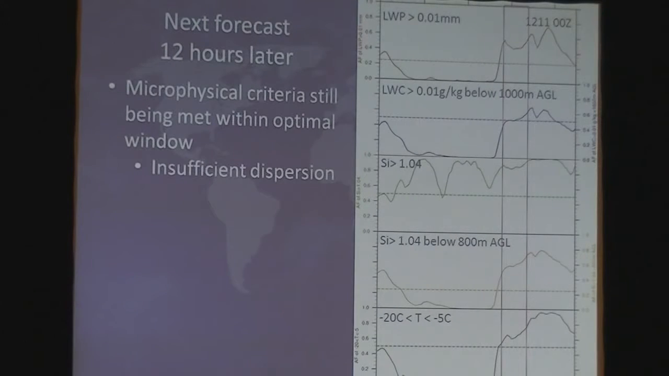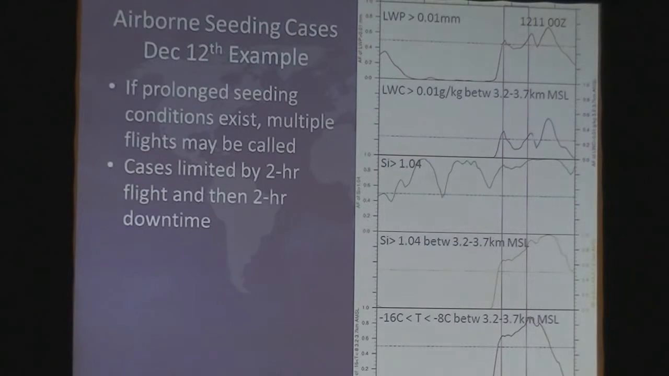If we move forward 12 hours, that 8 to 13Z window moves forward a little bit. And you can see, once again, microphysical criteria are still being met. So this model is doing a very good job at being consistently good at forecasting this event. However, there still wasn't sufficient dispersion criteria for our algorithm, so it still didn't call a case. At this same time, let's take a quick look. Oh, let's move forward. Oh no, this is the airborne one, but you can't see the gray.